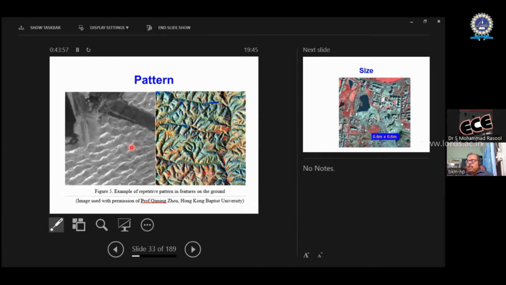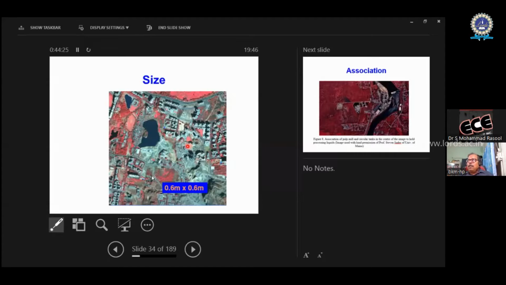Here the sand dunes, for example, sometimes have sinusoidal patterns, or the fault lines, the drainage channels in the hilly areas, in the mountainous areas. They display different kinds of repetitive patterns which are used by interpreters. So small objects versus large objects, their orientations, the geometry, they can be captured by high resolution.